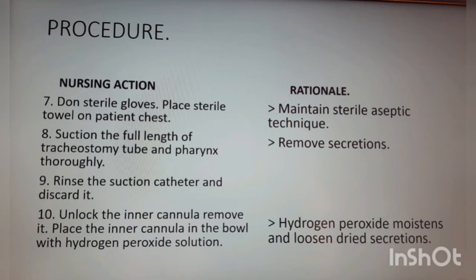Next, unlock the inner cannula and remove it by gently pulling it out towards you in line with its curvature. Place the inner cannula in the bowl with hydrogen peroxide solution. Hydrogen peroxide moistens and loosens dried secretion.